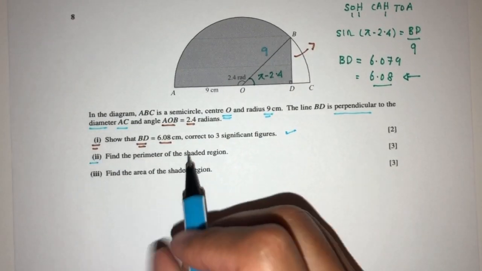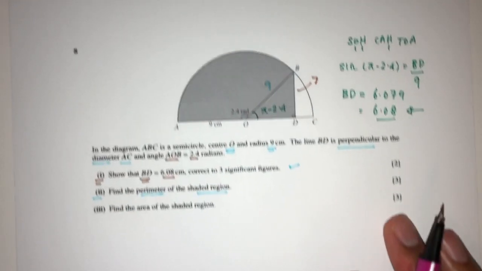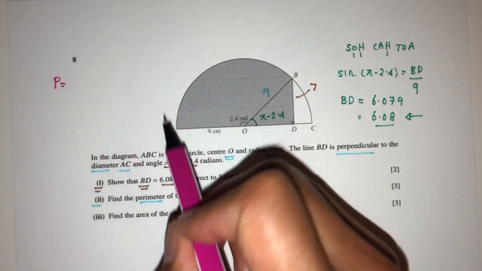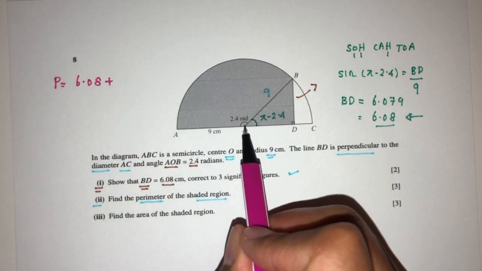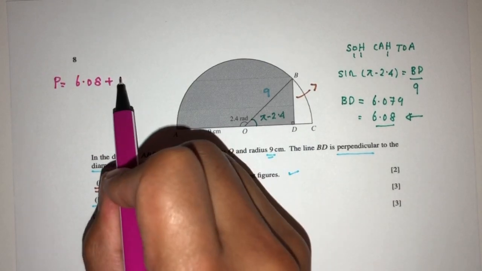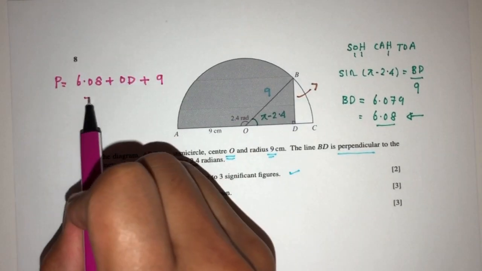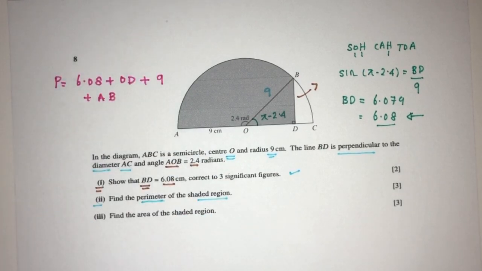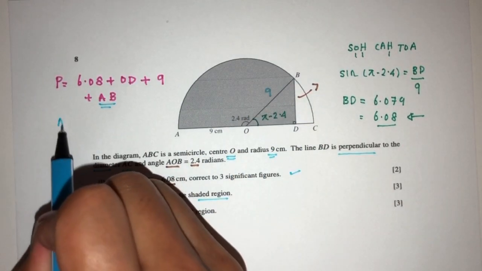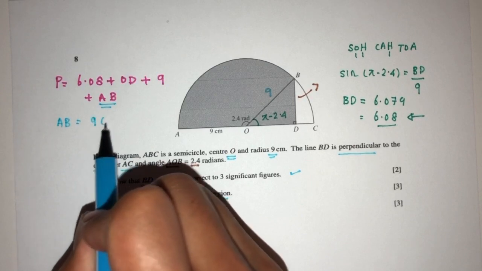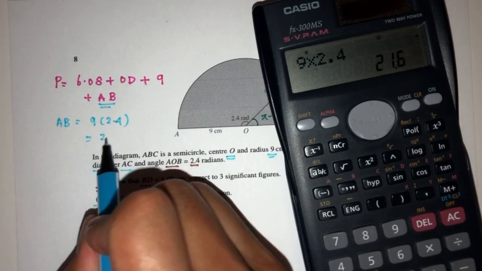Now part 2, we have to find the perimeter of the region. Again, perimeter is defined by the distance around the object. Let's find this one by one. So P is equal to, first we have to find this, BD, it is 6.08, plus this one, we don't know, OD, plus this one, we know it is 9, and this one, we have to find AB. So let's first find the length of AB. AB is the length of arc of radius 9 and angle this. So AB, pretty easy, that should be r theta, 9 times the angle. So 9 times 2.4, that should be 21.6.